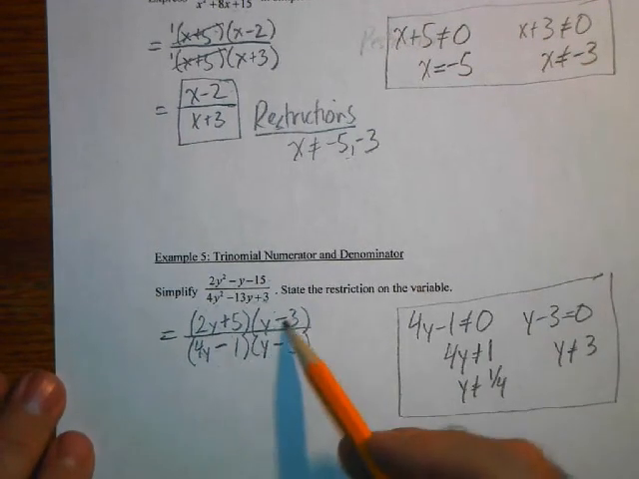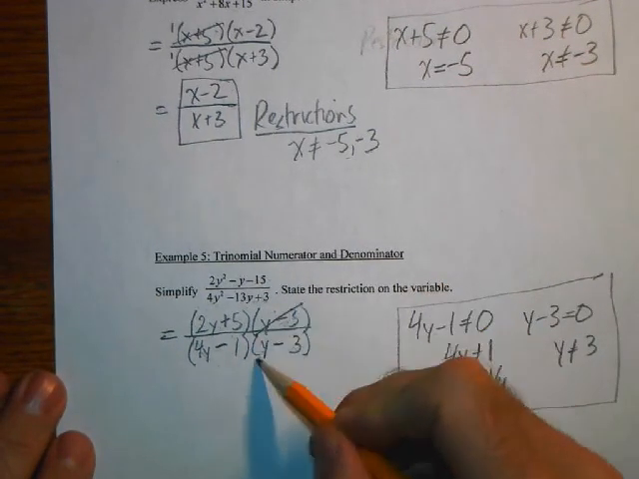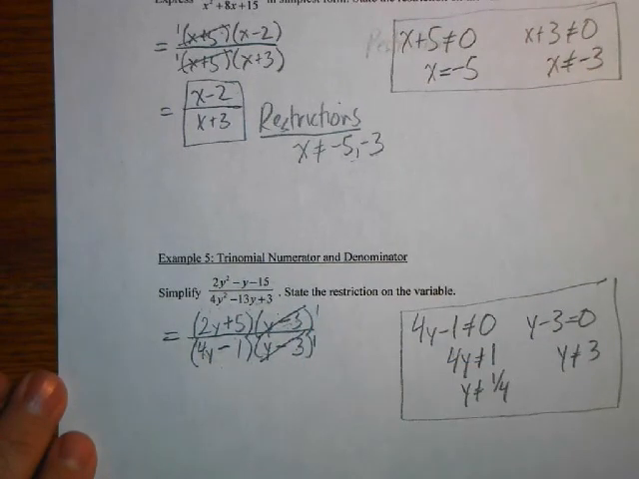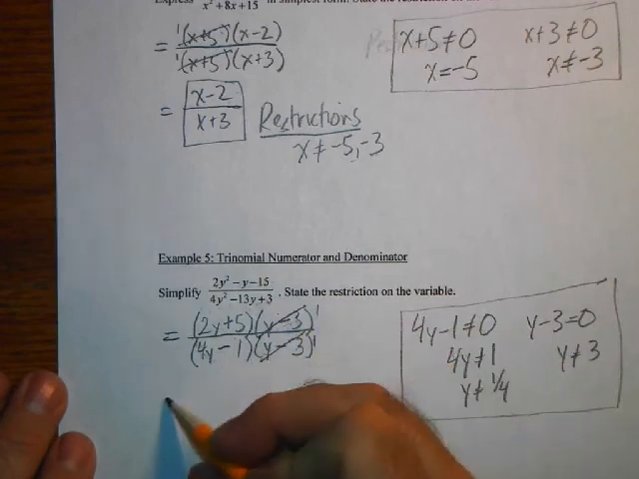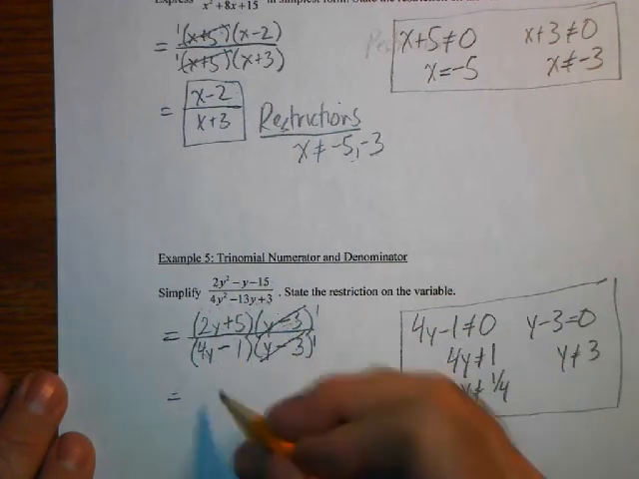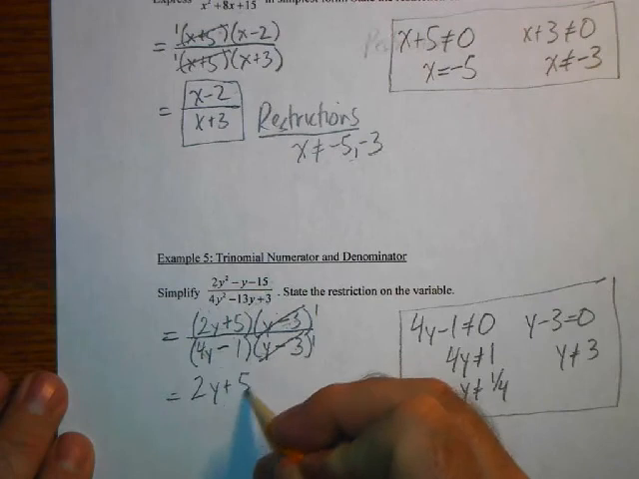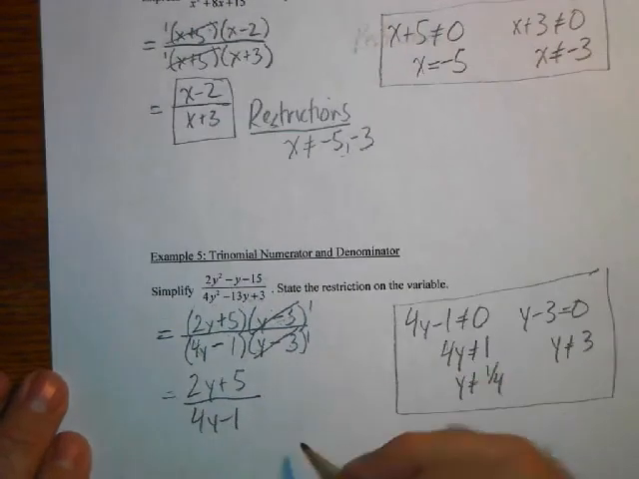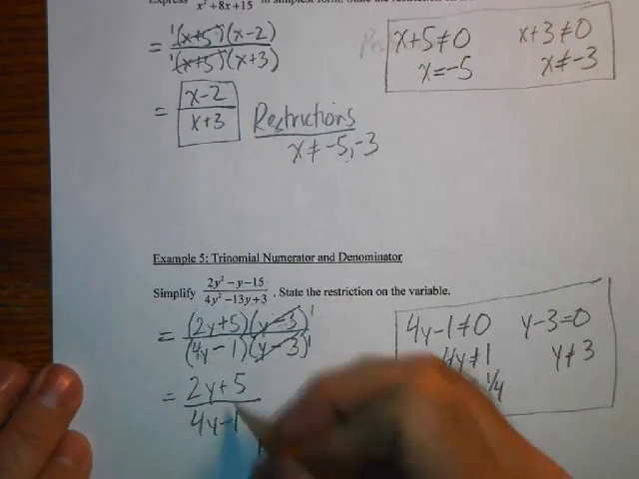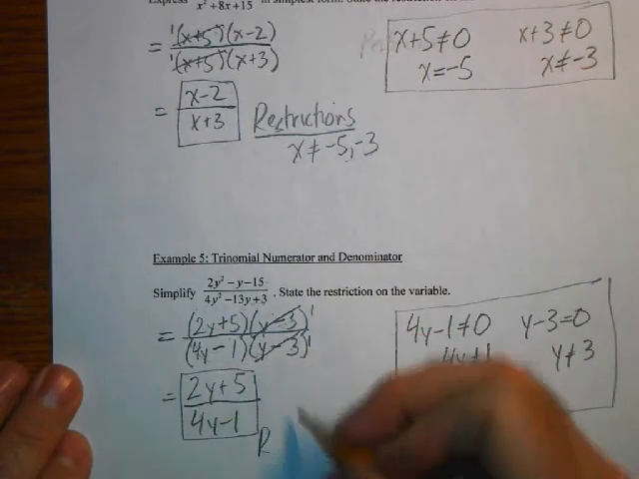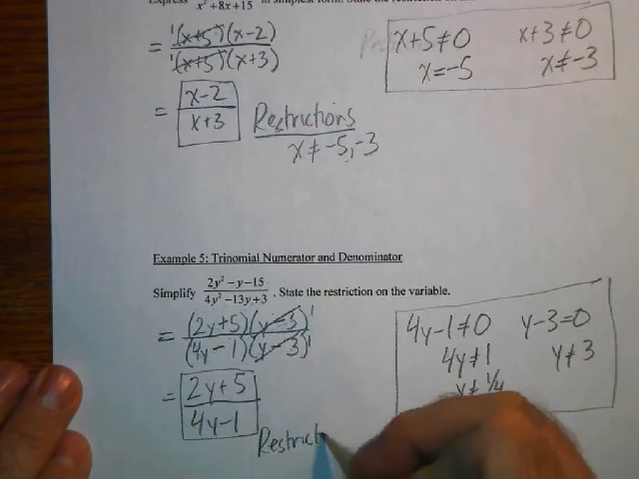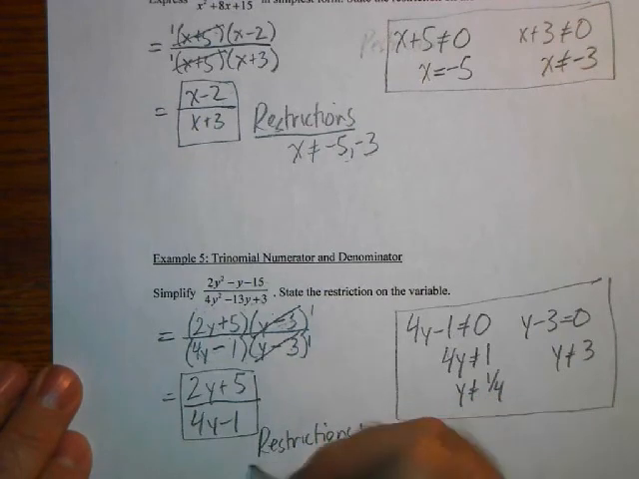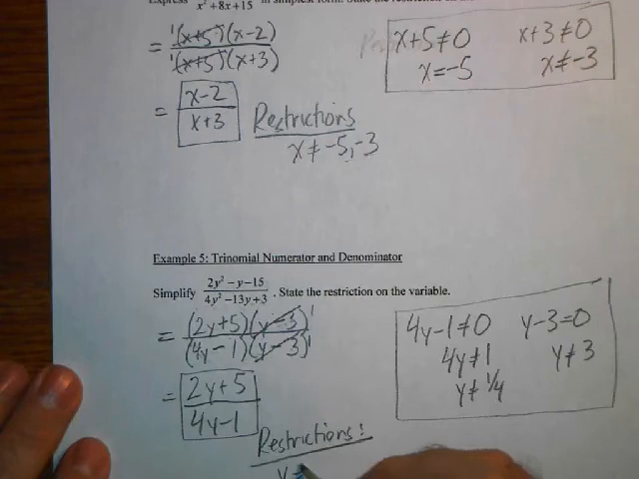Okay, so now when I look at these two, I see y minus 3 is common in both cases. So that can now reduce. I've just got these two factors left, so it's 2y plus 5 over 4y minus 1. And of course my restrictions, there's two of them: y cannot be, I'll put them in order again, 1/4 or 3.